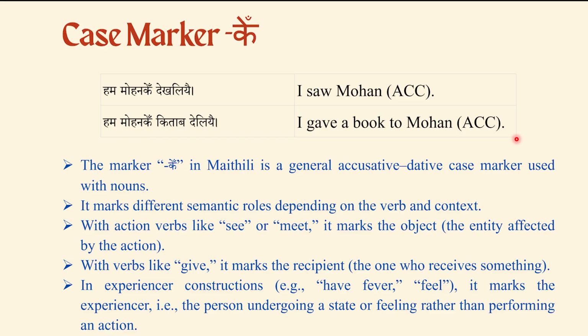With action verbs like see or meet, it marks the object, the entity that is affected by the action. With verbs like give, it marks the recipient, the one who receives something. And in experiential constructions, where the verb is something like to have fever or feel, it marks the experiencer, that is the person undergoing a state or feeling rather than performing an action.